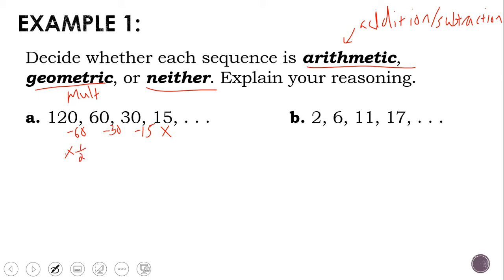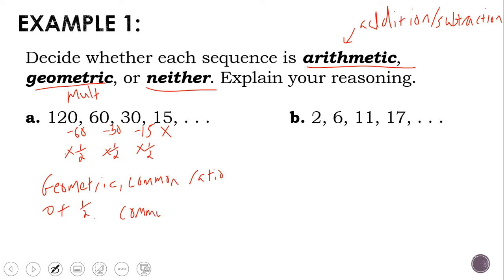So 120 times 1/2 is 60. 60 times 1/2 is 30, and 30 times 1/2 is 15. So this is a geometric sequence because there's a common ratio. And the ratio is 1/2. You can get your common ratio by taking your second term divided by your first term.